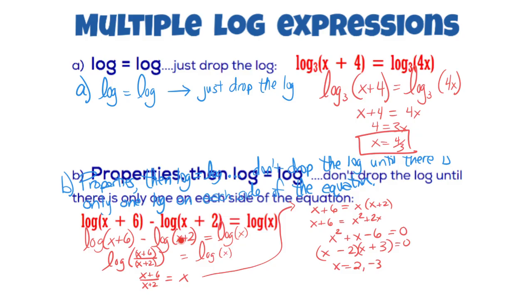A 2 would be fine here, and a 2 would be fine here. But think about if that was a minus sign and I put a 2 there. Would that work? No, because then I'd end up with a negative 4 for the argument, and that is not allowed. So always check your answers on these logarithms. I'm going to x out the negative 3, so my final answer is just x equals 2.